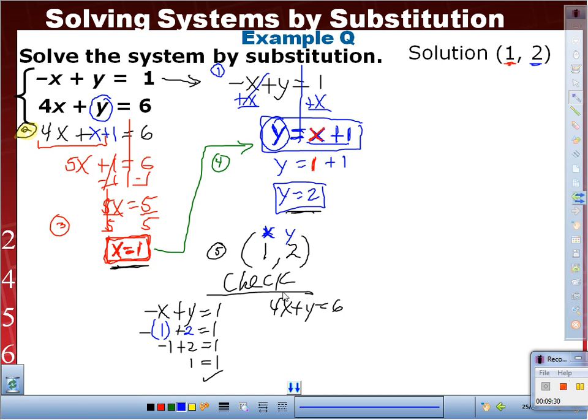Let me do that for the other equation. X is 1. Y is 2. Bring everything else down. The 4, the plus, the equal, the 6. 4 times 1 is 4 plus 2. What is 4 plus 2? 6. Is 6 equal to 6? Yes.